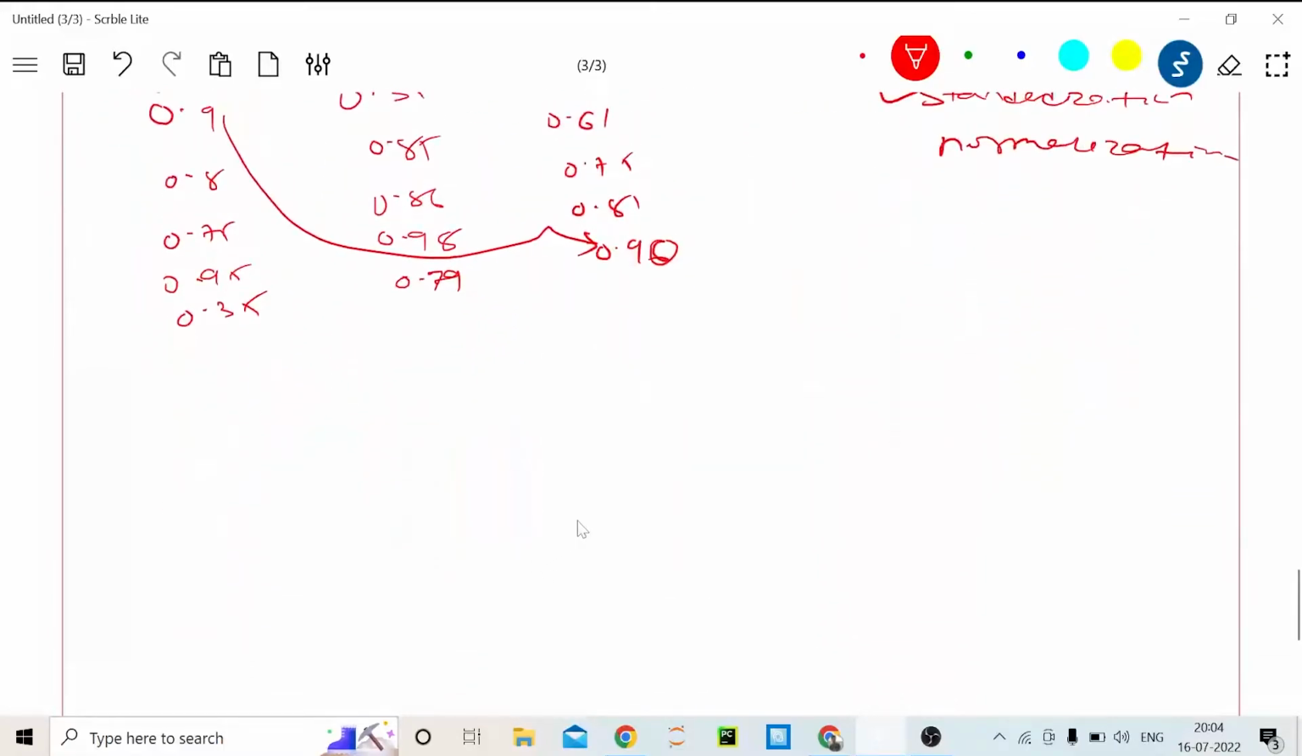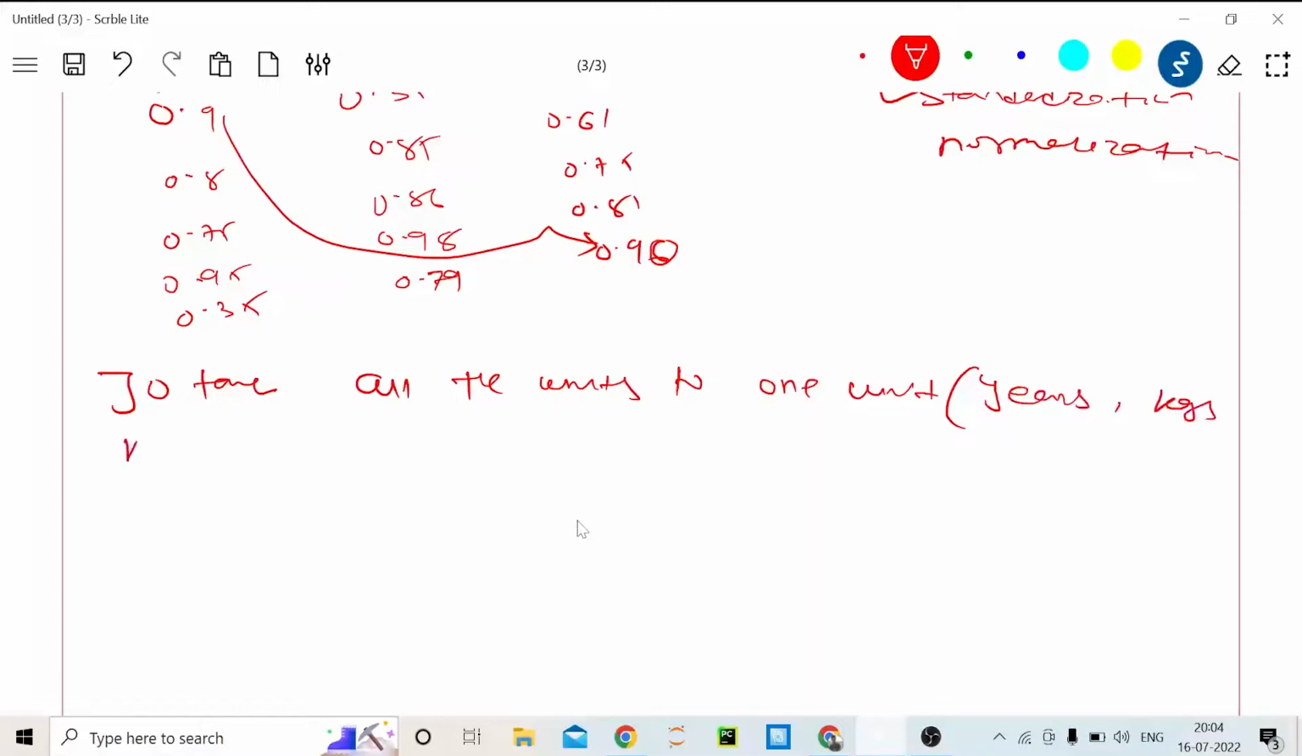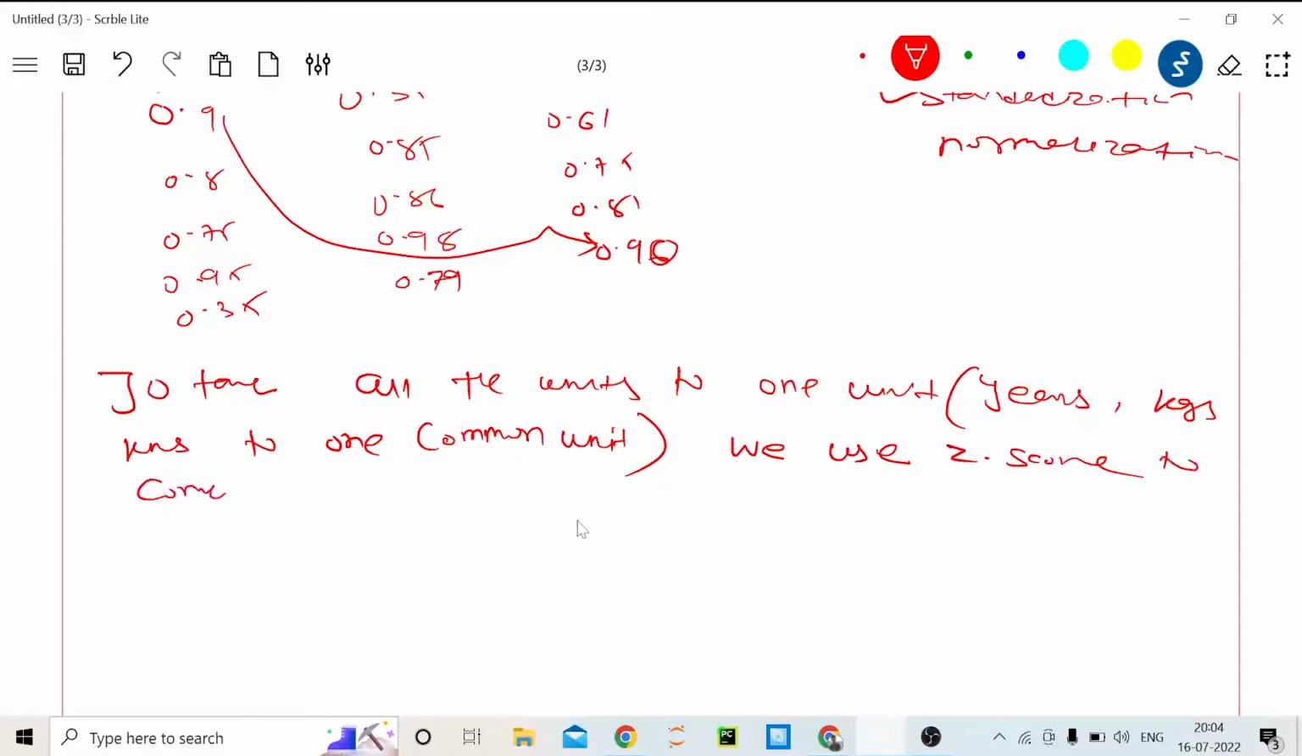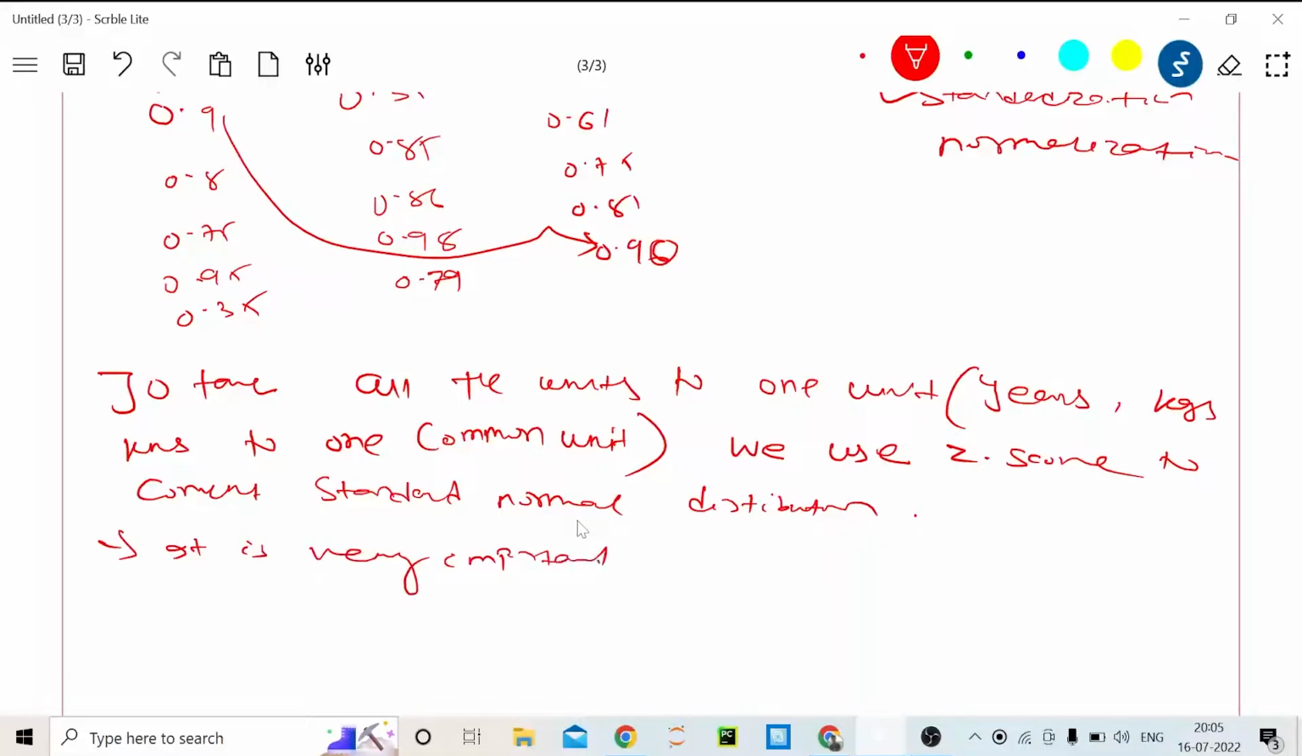I may write it here: to take all the units to one unit, that may be years, kgs, kilometers to one common unit, we use z-score to convert to the standard normal distribution. It is very important in machine learning.